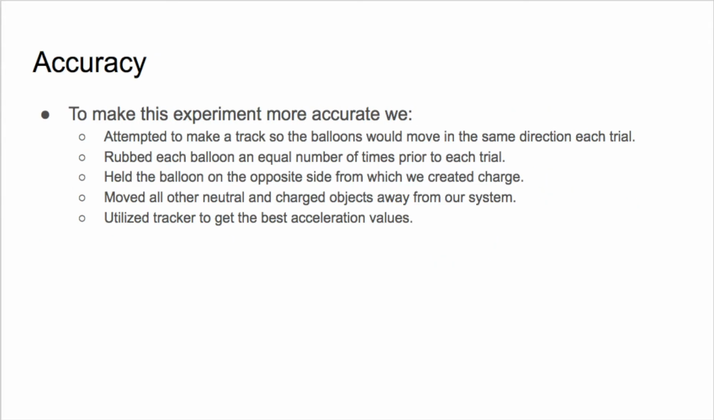So some things we took into account to make the lab more accurate were to create a track for the balloons. We also tried to rub each balloon an equal amount of times. We tried to hold the balloon on opposite sides when we created the charge. And we tried to move all the neutral and charged objects out of our system, and we utilized Tracker to get the best results for calculating acceleration.